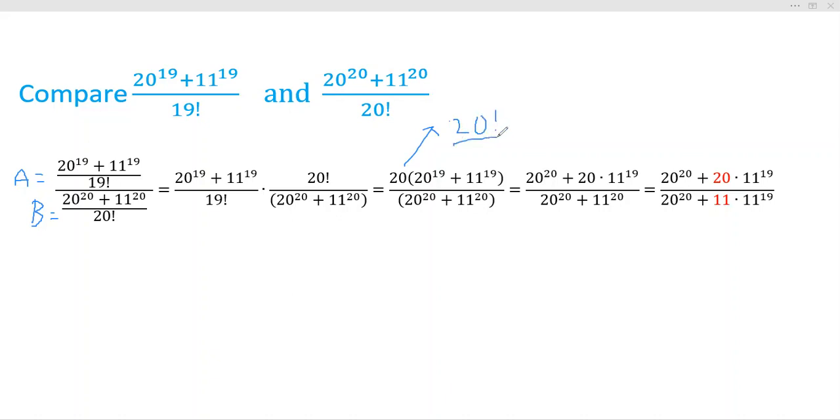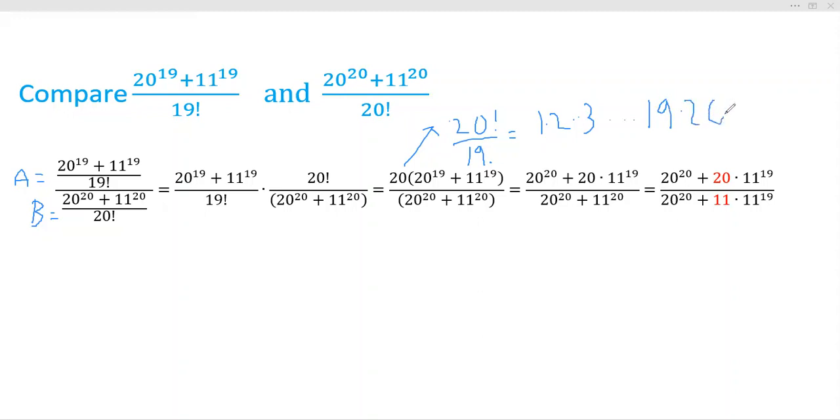divided by 19 factorial. Now, if you guys aren't familiar with factorial, it just means multiply your integer factors out. So this would be 1 times 2 times 3, and I'll put the ellipsis, dot, dot, dot, so we don't have to write it all out, and then it ends with 19 times 20.